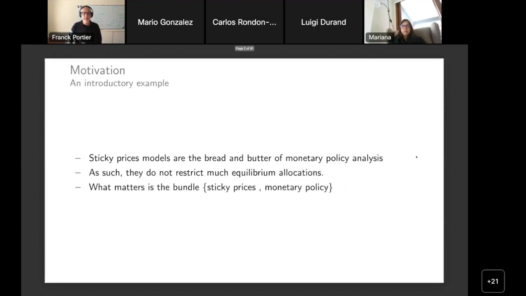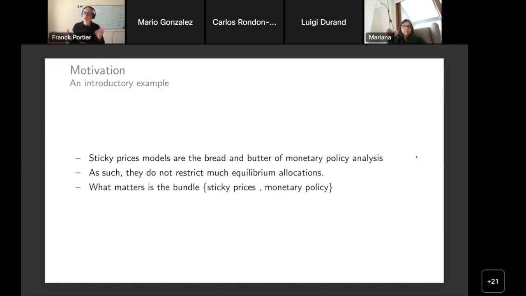Okay, so let's see if I can. Okay. So when we're doing monetary policy analysis and designing models to study monetary policy, sticky prices are really a key ingredient in the model, because we want models in which money is not neutral, because we want to study monetary policy, and the typical way to move away from money neutrality is to have sticky prices.